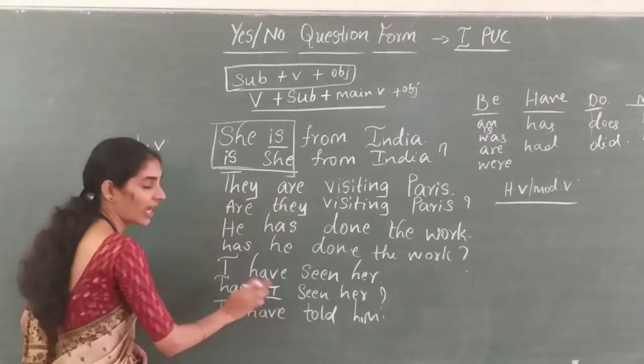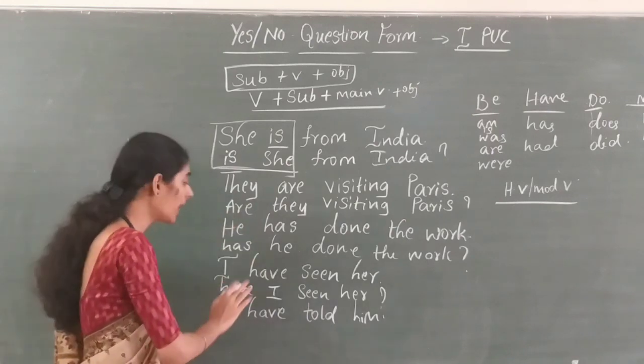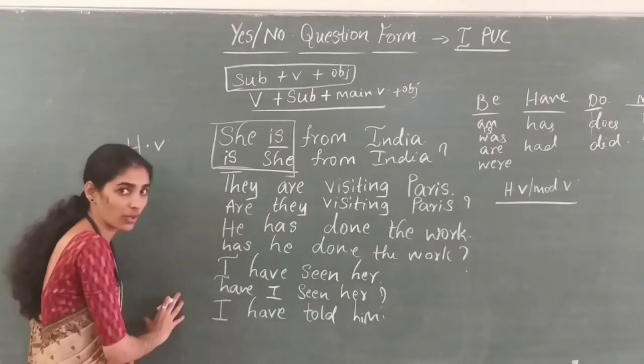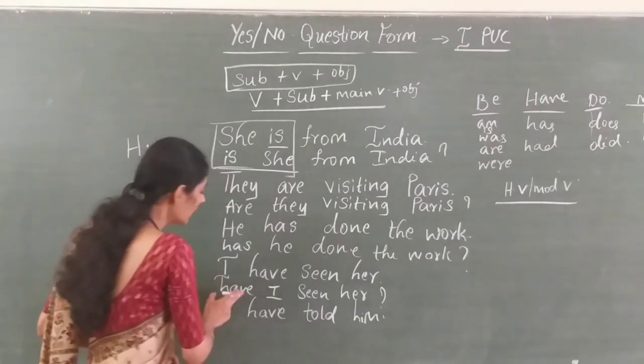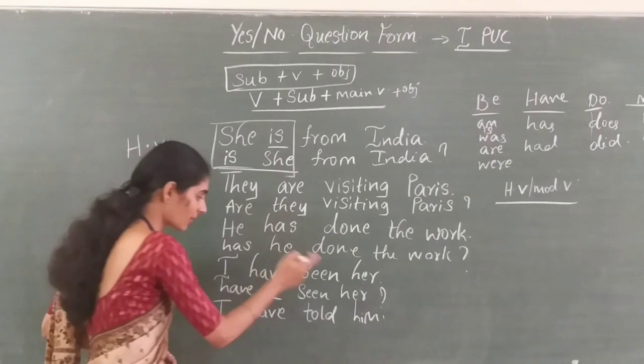Don't make it "have you." That is wrong. You do not have the right to change the pronoun in any of the question forms. Okay, in the examination, keep that in mind. So, I have seen her. Have I seen her? Question mark.